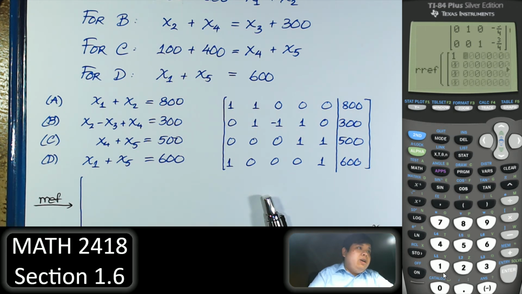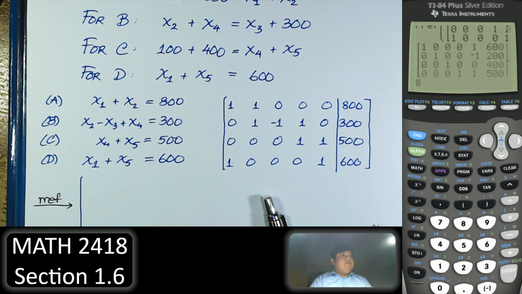Right, 1, 1, 800. 1, minus 1, and 1, 300. 1, 1, and 500. 1, 1, and 600. All right.